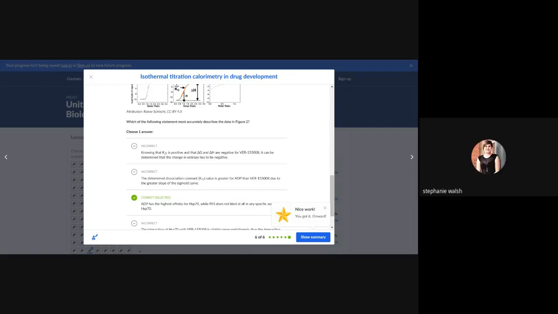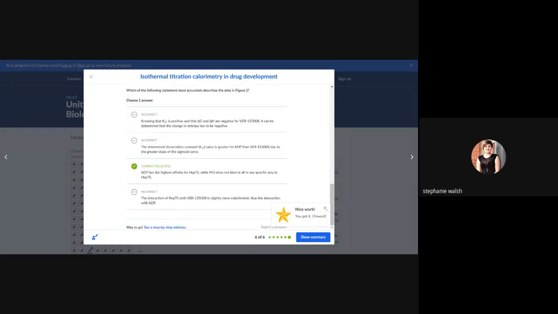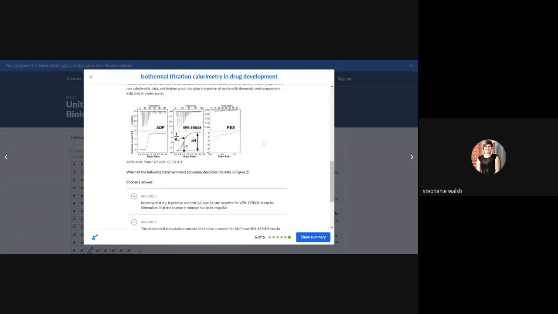Yeah, I have one question. What threw me off from not picking C was the second part. It says, "While PES does not bind in any specific way." Okay. So I thought it was like it wasn't showing a relationship at all.